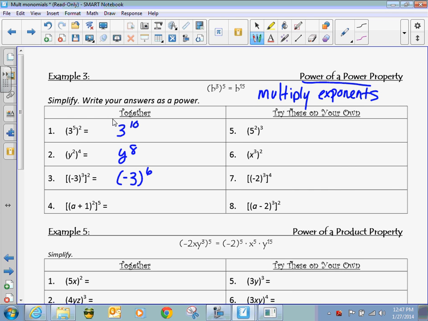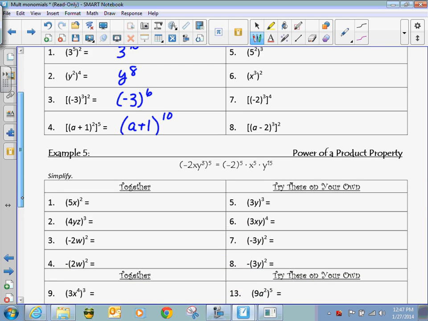And a plus 1 squared to the 5th power. All right. Now, pay attention to this. You'll see something like this later on. This is all we're doing at this time. We're going to leave it as a plus 1 in parentheses, and then multiply the 2 times 5, you get 10. That's it with this. Okay, we're not doing anything else with it right now.